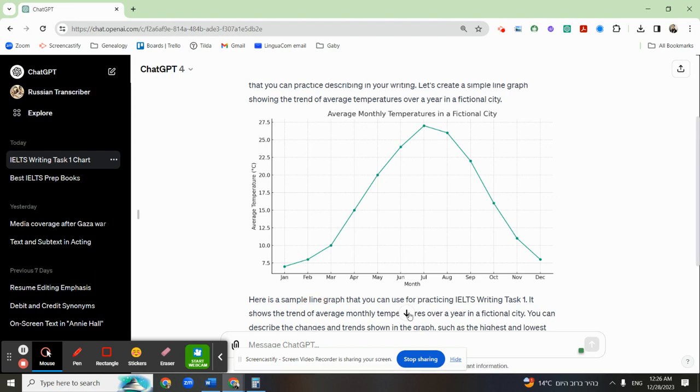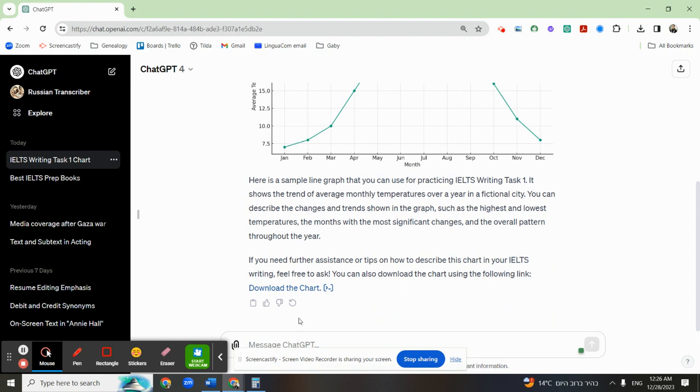And now we can actually continue and prompt GPT to help us with the writing task. So let's do the following prompt. Write the introduction to IELTS task 1 based on the chart above.